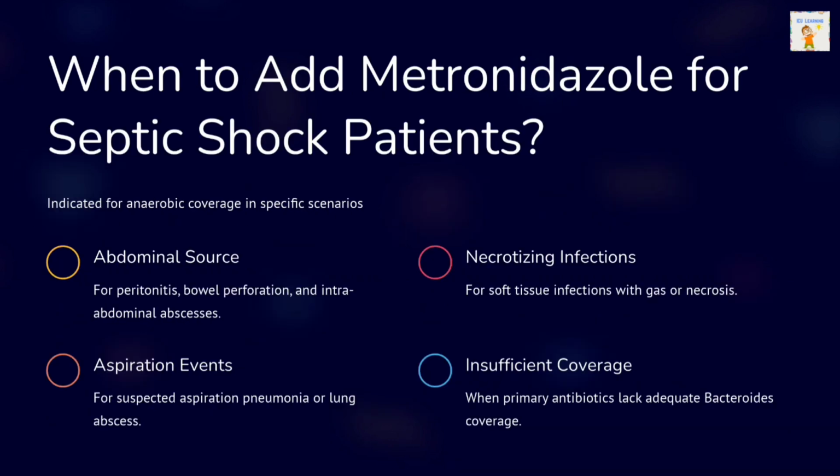So when do we actually add metronidazole? When we are trying to cover for anaerobes like abdominal sepsis, peritonitis, bowel perforation, intra-abdominal abscesses, necrotizing infections of soft tissues with gas or necrosis, and aspiration events. In these situations, when we are giving insufficient coverage for anaerobes, we should add metronidazole. So simply put, when we are giving something below meropenem, so in our examples, it could be ceftriaxone or piperacillin tazobactam, then it makes sense to add metronidazole. If you are giving meropenem or above, you do not need to add metronidazole separately.